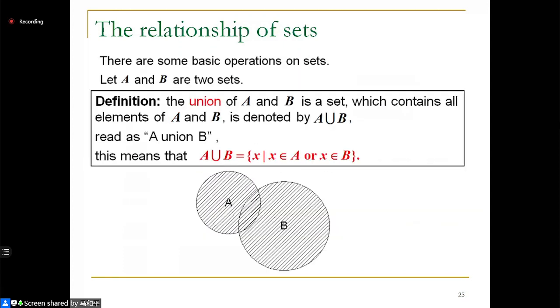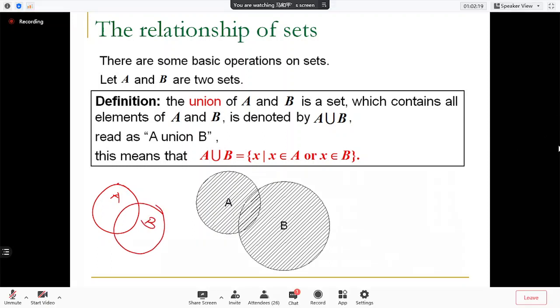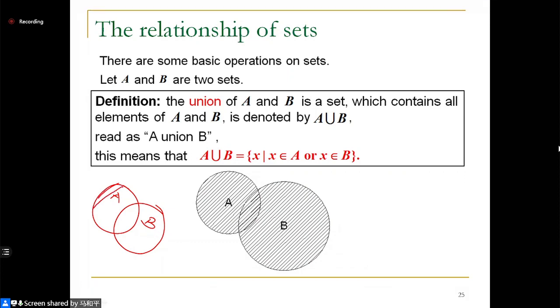There are some basic operations on sets. Let A and B be two sets. We define the union of A and B as the set which contains all elements of A and B, denoted by A union B. This means A union B: we have this is set A like this, this is set B. A union B represents all the elements that belong to A or B. This part, right? This is x, we write A union B is x such that x belongs to A or x belongs to B.